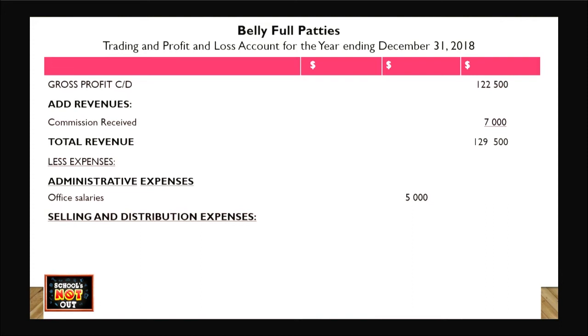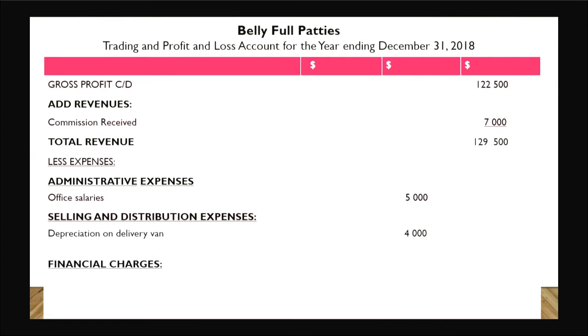The next expense that I have is selling and distribution expenses. My example here is depreciation on delivery van, a figure of $4,000. Then we have financial charges. My example here, bank charges, a figure of $1,000.